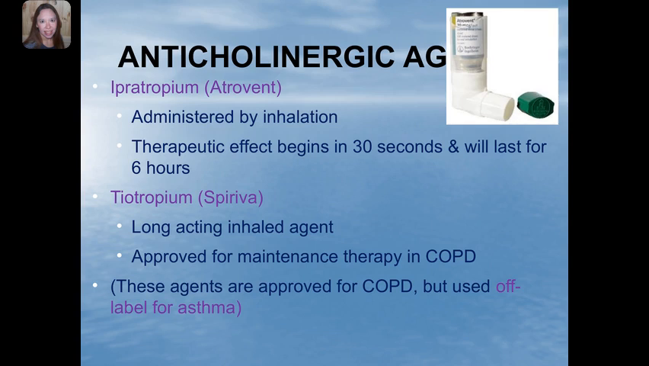Spiriva is also approved for COPD. When it comes to using Spiriva or Atrovent for asthma, it's actually off-label use. They are approved by the FDA for COPD, but we're seeing the benefit of bronchodilation. So you are going to see some patients that have asthma that are prescribed these medications.